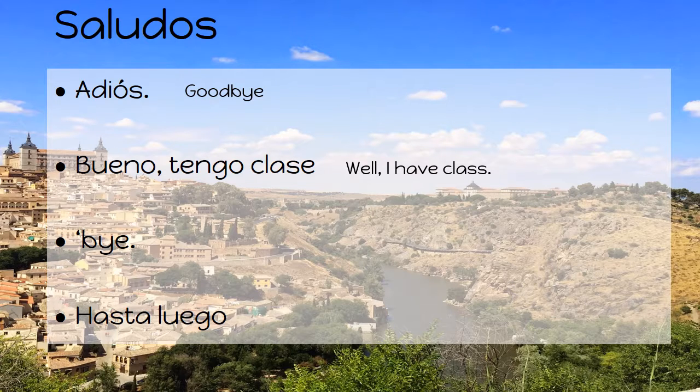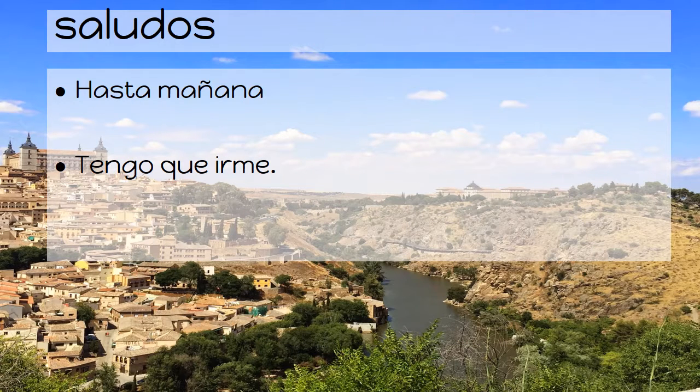Then how you say bye, instead of saying adiós all the time, you can also say ciao. And yes, that is the same in Italian, except it is C-I-A-O, if I'm not mistaken. Then finally, we have hasta luego, and hasta means until, and luego means later. So that means until later. Then we have hasta mañana, which means until tomorrow or see you tomorrow. And tengo que irme means I've got to go. Not necessarily to the bathroom, but you've got to go.